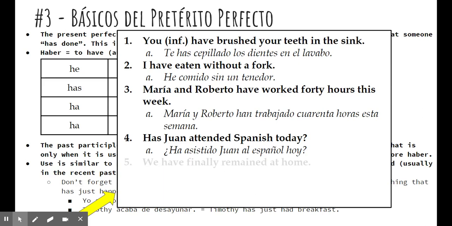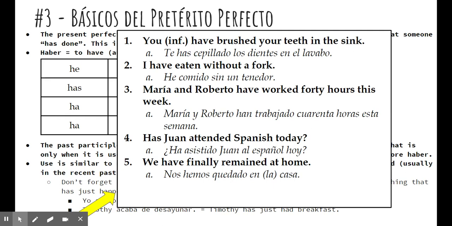And número 5, we have finally remained at home. Nos hemos quedado en casa or en la casa. That would be that. Notice again, we have a reflexive pronoun coming before the conjugated haber, not attached to our past participle. All right, a couple more here for you to practice. So I would like for you to, you can pause it between the sentence and the answer.